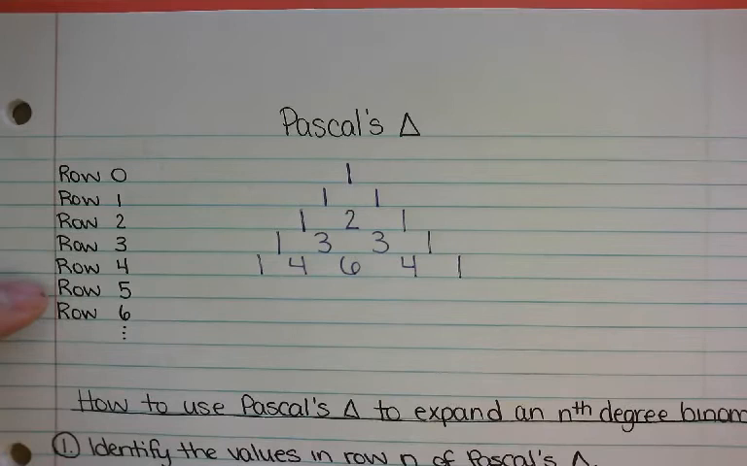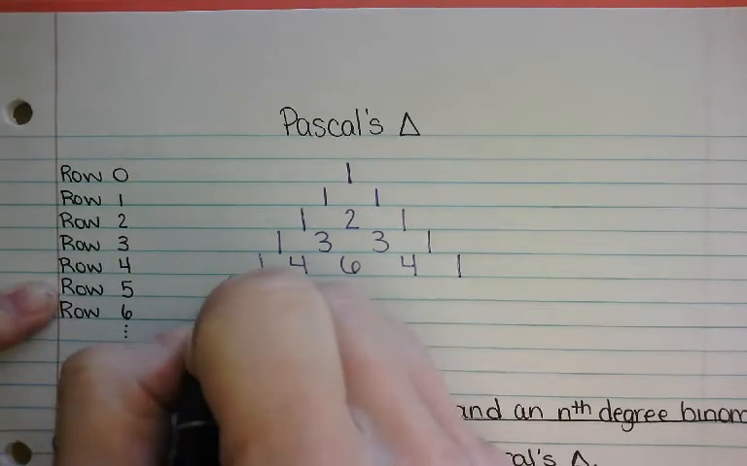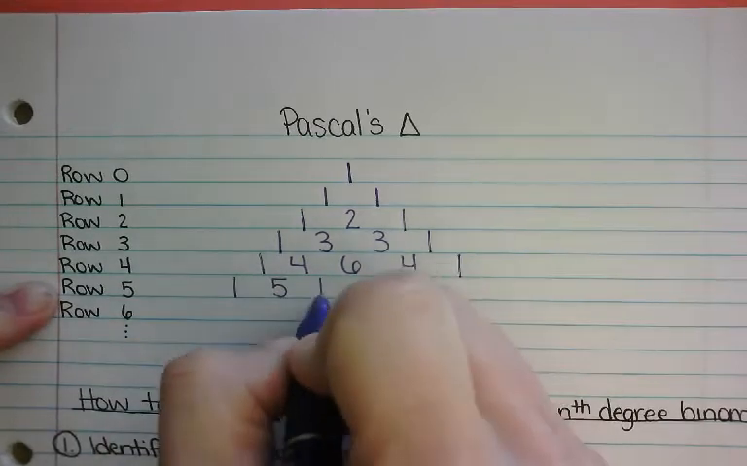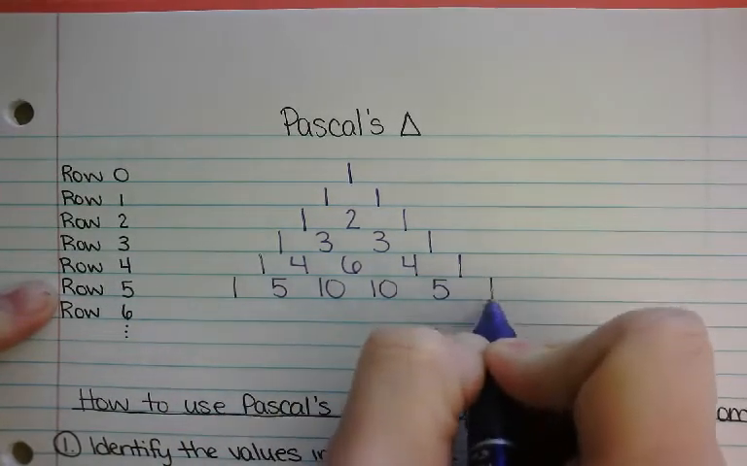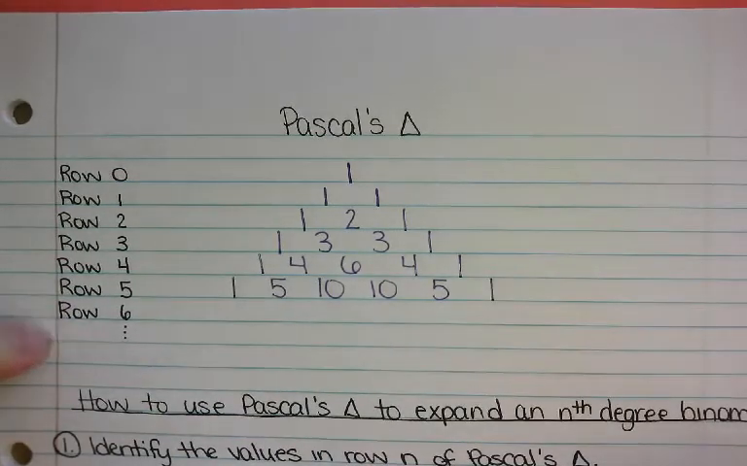Or, I'm sorry, maybe you could see if you could do row 5 on your own. If not, it's 1, 5, 10, 10, 5, and 1. So see if you can predict row 6. And if you can't predict all of it, see if you can get some of it.